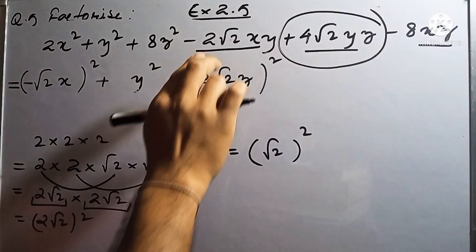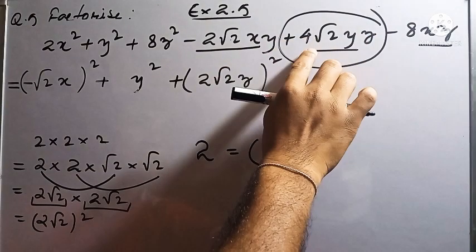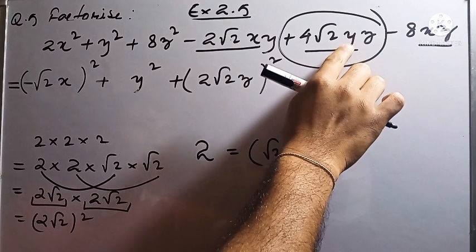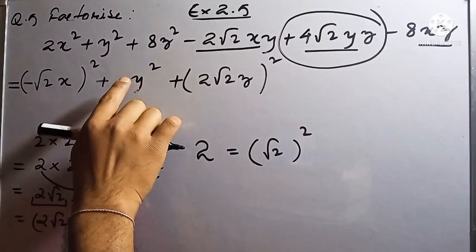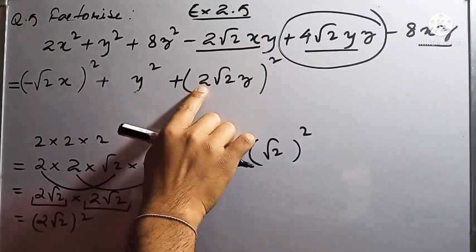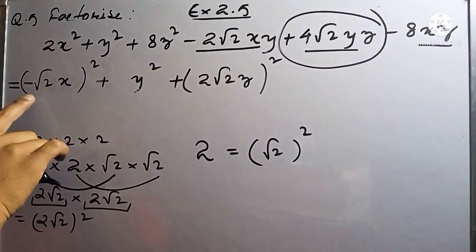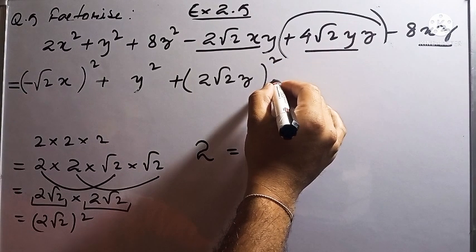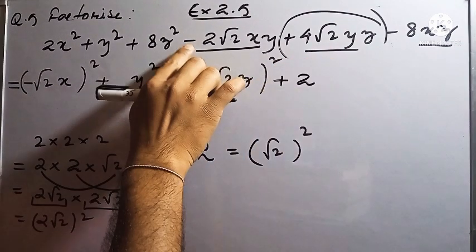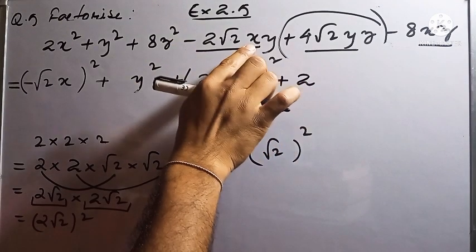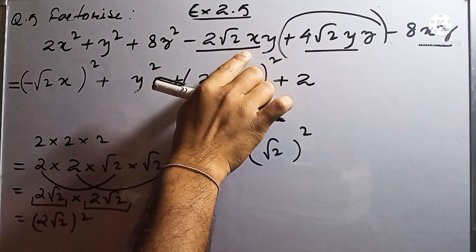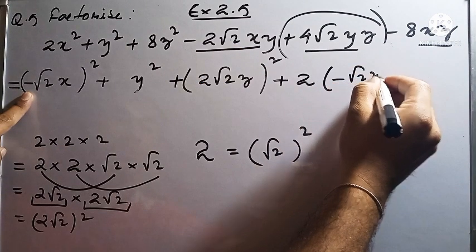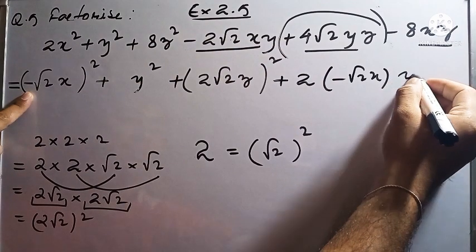Let me repeat. Out of these 3 terms, this term 4 root over 2 yz is positive. So I find here both y and z. So this y will be positive and z will be positive, and the remaining x will be taken as negative. Okay, so I'll continue now. I'll put here plus, then here 2. Even though there is minus, don't worry, just put here 2. And here I find x and y together. Here for x, we'll write minus root over 2 x. For y, you can just write y in this way.